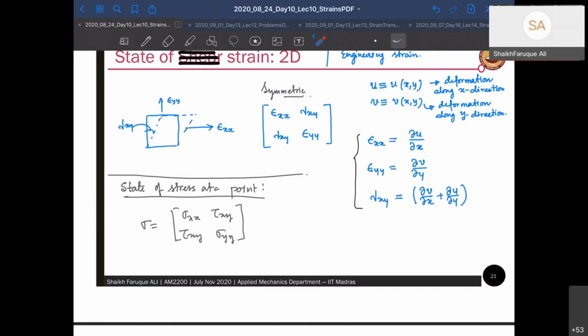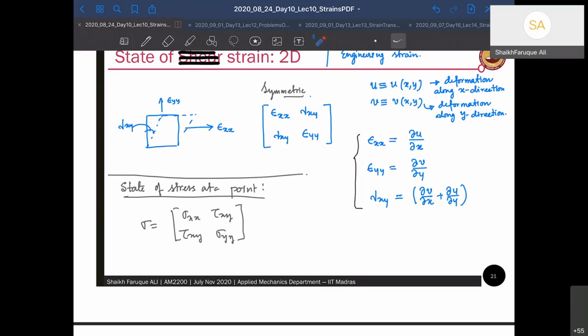We just have done those things. So epsilon xx is going to be del u by del x, epsilon yy is going to be del v by del y, but gamma xy is going to be del v by del x plus del u by del y. We should note the change in coordinates here. Okay? Because that's important. Don't forget that. Don't mistake it. All right. So u is deformation along x direction and v is deformation along y direction. So you take the derivatives in the opposite sense, in the reverse sense. So this is called your state of strain in a 2D planar body.